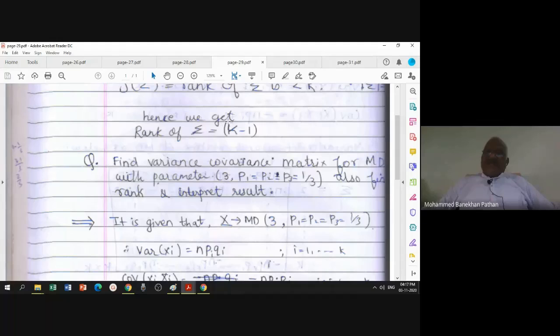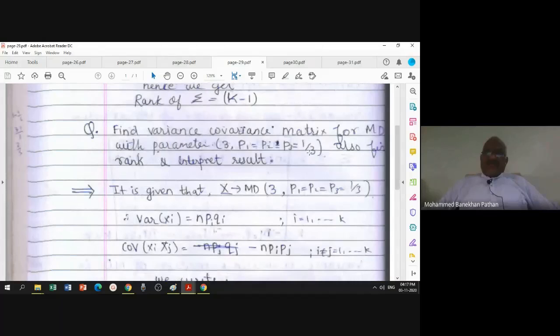This is very important to solve multiple choice questions. I put a question on this. Find the variance-covariance matrix for a multinomial distribution with parameters 3, P1, P2, P3, where each is 1 by 3. Also find the rank and interpret the result.